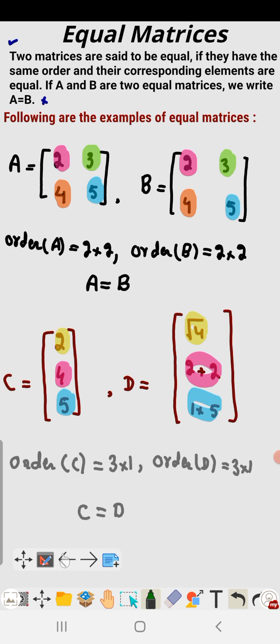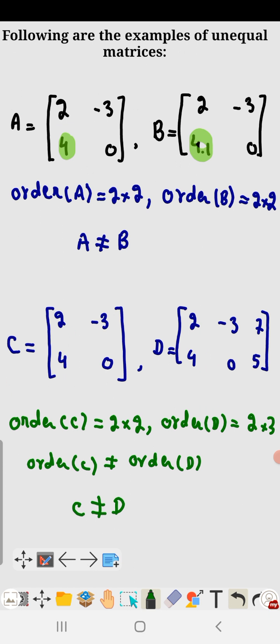So at first we considered equal matrices. These were two pairs of equal matrices. And secondly we considered unequal matrices. These were two pairs of unequal matrices.